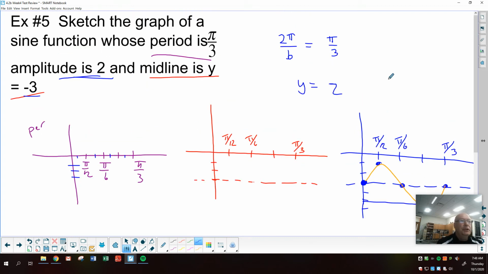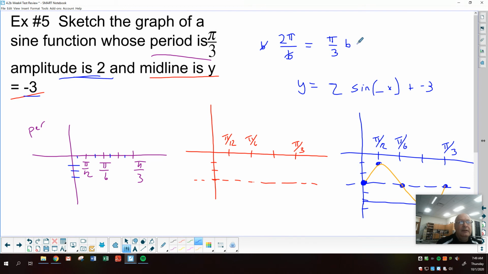So the amplitude is 2, and it's a sine function. So sine, and then it's something times x, and then I have to do plus the midline, or plus a -3. But here's the key. Finding b is not that terrible: you multiply both sides by b, and then you divide by pi over 3.